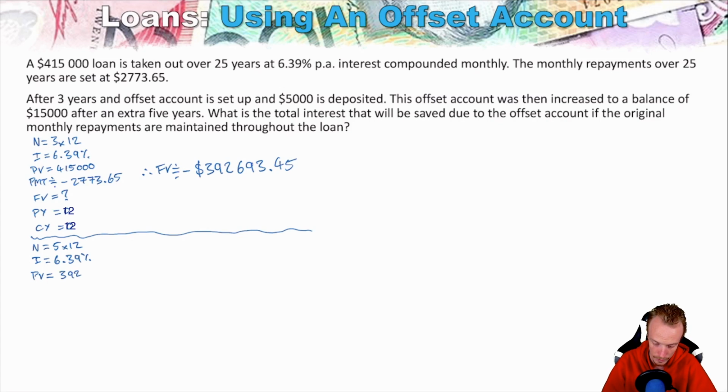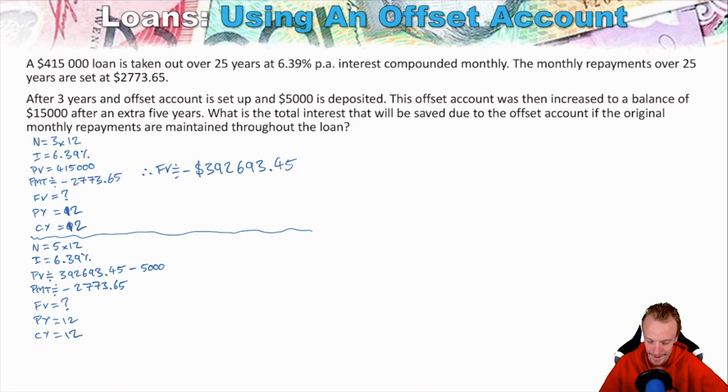Our present value, like I said, needs to be positive again: 392,693.45. Now I always round that up, just because technically you should probably round down there, but I'm going to keep it at 45 because you've still got to pay it completely off. I'm just in that habit at the minute. Subtract away your $5,000. Your PMT we're maintaining, so that's negative 2773.65. The future value is what we need at this point. The PY and CY are both going to be 12. Why did I say there was zero here? No clue.